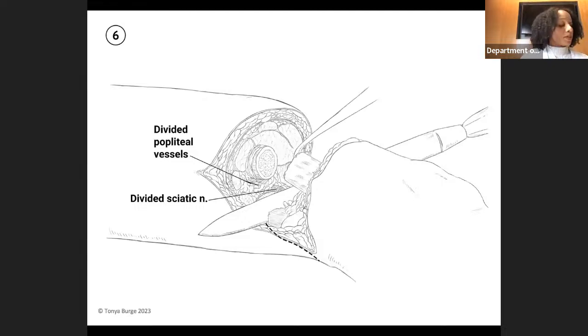After dividing the femur, the distal bone is lifted. This gives space for the amputation knife to divide the remaining posterior portion of the leg. The extremity is removed from the surgical field.